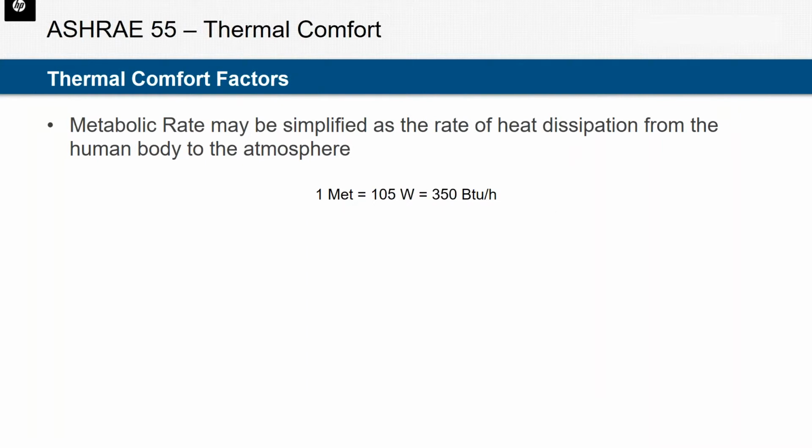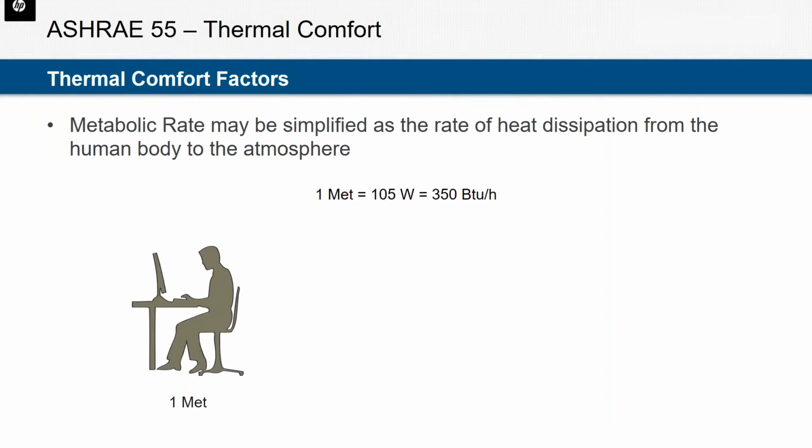Now, metabolic rate affects our perception of the temperature around us as well. This is simply the amount of heat that we generate within our bodies. That's our metabolic rate. We consume food, and some portion of the calories that we burn is just our body's metabolism, and that ultimately outputs as heat to the environment around us.